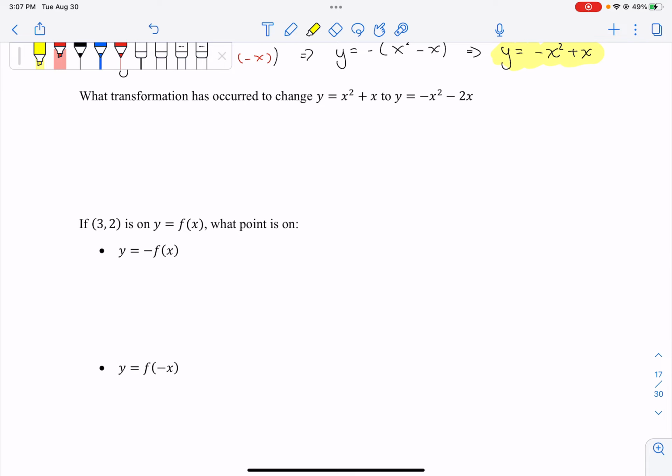What transformation has occurred for y is equal to x squared plus x to y is equal to negative x squared minus x? This should just be x. I don't know why I have 2x. Okay, sorry about that.